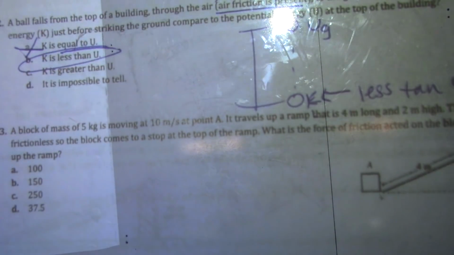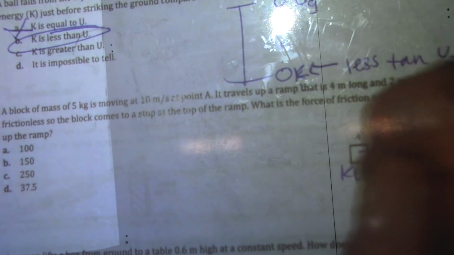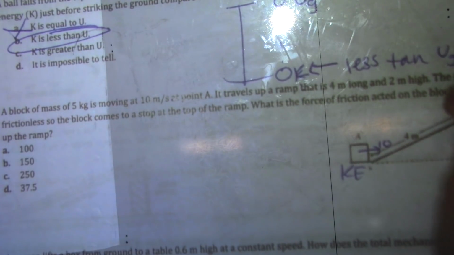A block of mass M is moving up at 10 meters per second at point A. So I have kinetic energy here. The block is not frictionless, so it comes to a stop. At this point it comes to a stop, which means I have only potential energy. They are not equal because it said it was not frictionless.